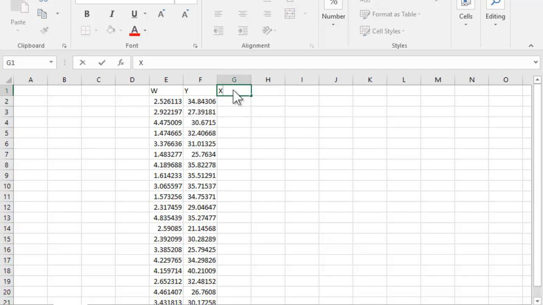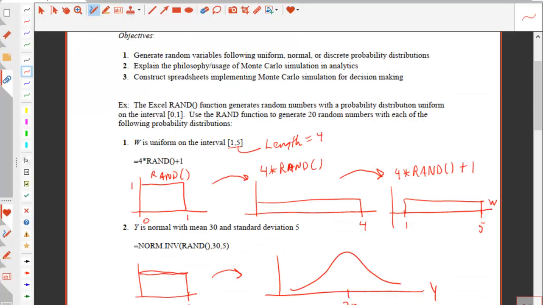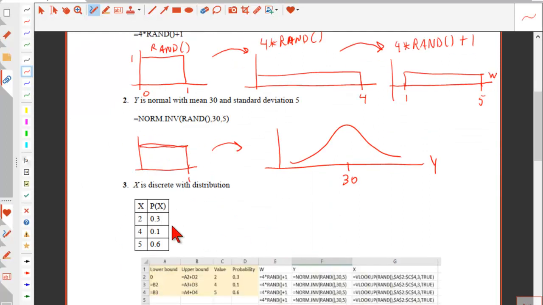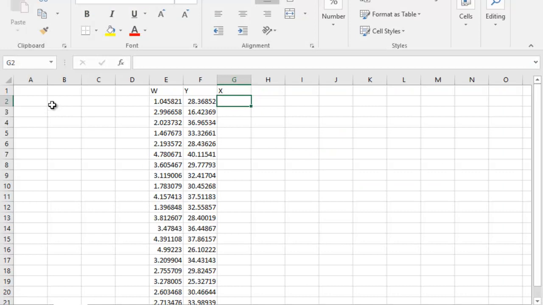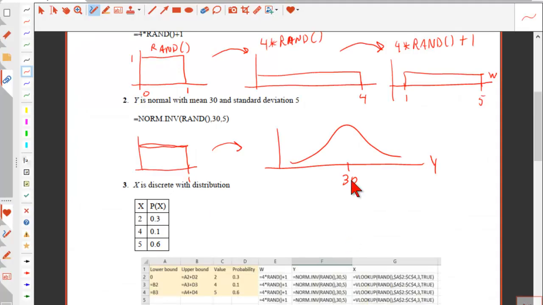Finally, we want the random variable x. Now, x is different. It is a discrete random variable with specific probabilities. So x can only take on the values 2, 4, or 5, and it should do so with these probabilities. So now I'm going to come back and use my first columns here. I'm going to divide the interval 0 to 1. In fact, I'll illustrate that on the worksheet here.